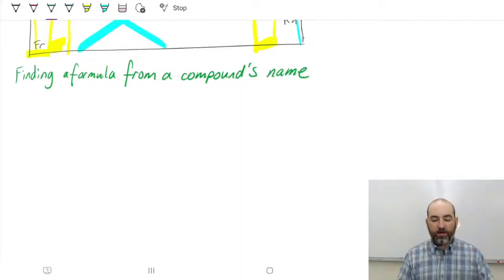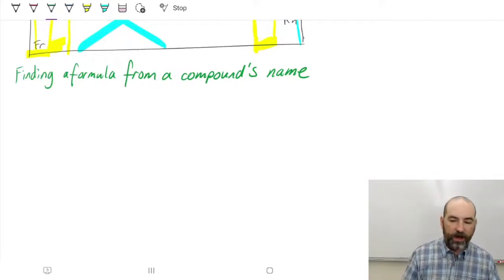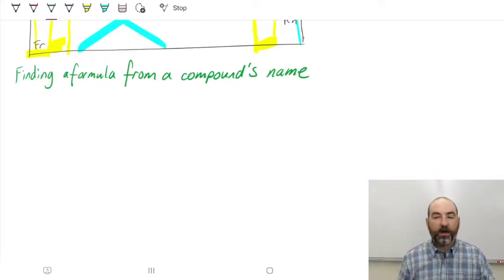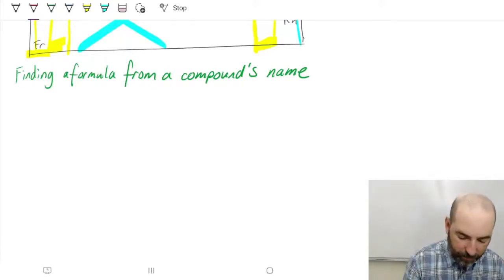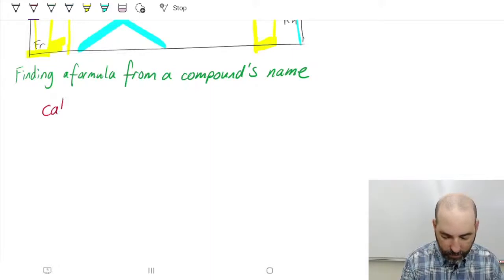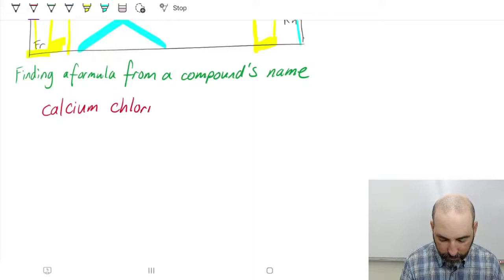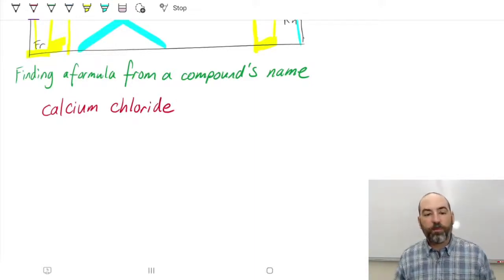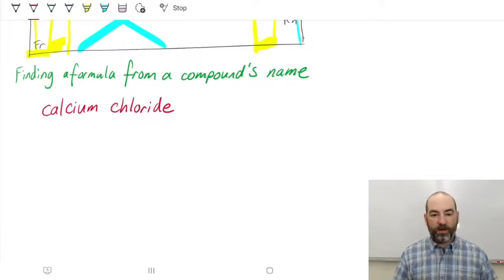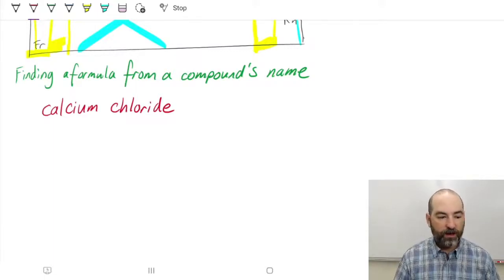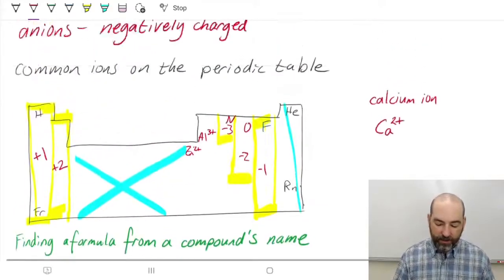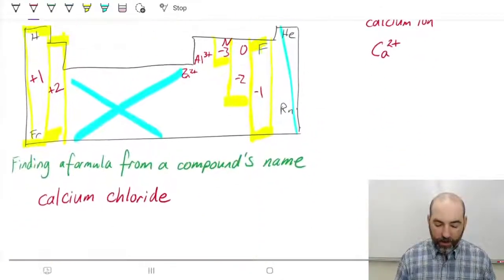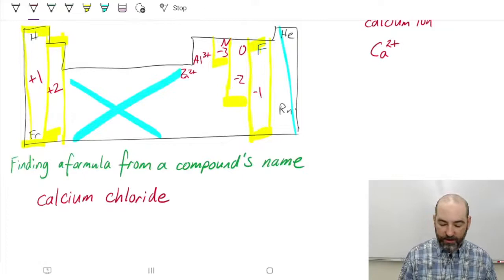Right, so let's say you're reading a procedure and it talks about a particular compound, let's say calcium chloride. Now that's a fine name, but you're going to be writing in your notebook and you want to know the chemical formula for calcium chloride. You could look it up, but if you know a couple of the things that we've just been talking about, we can actually predict this compound.